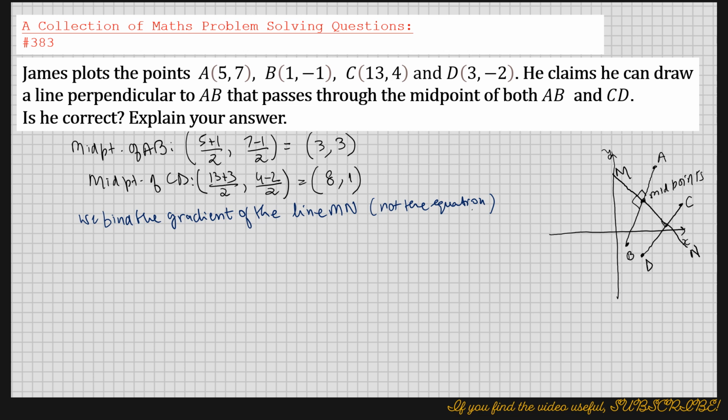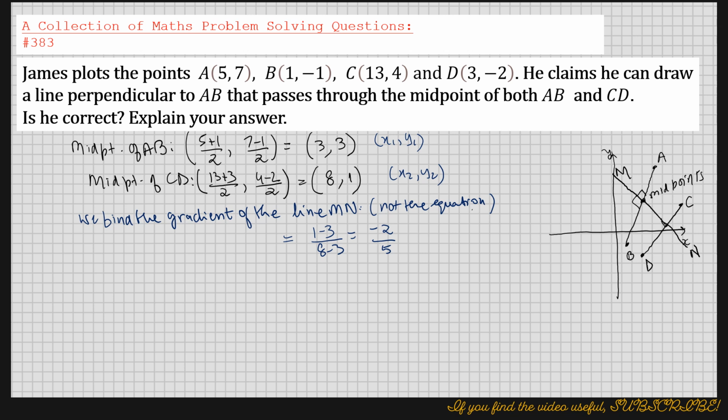So the gradient of the line MN would be y2 minus y1. If this one was x1, y1, and this is x2, y2, then the gradient would be y2 minus y1 over x2 minus x1, equal to 1 minus 3 divided by 8 minus 3, that would be minus 2 divided by 5, so minus 2 out of 5.